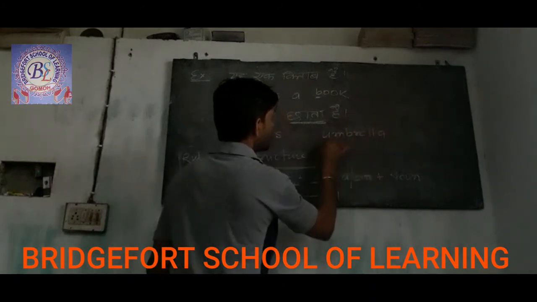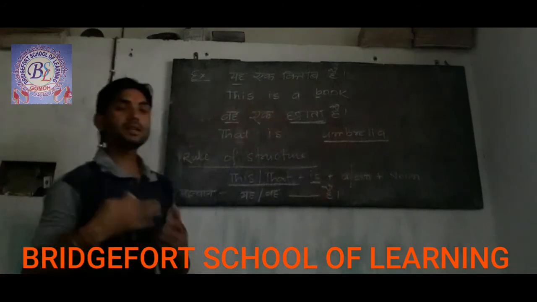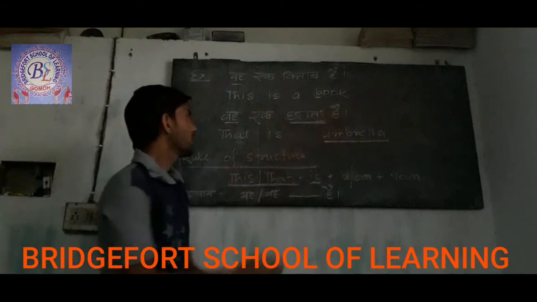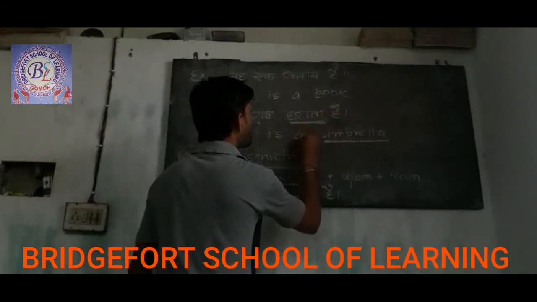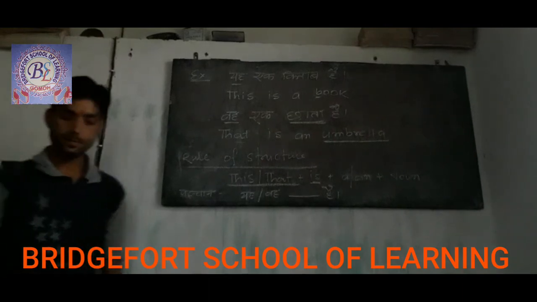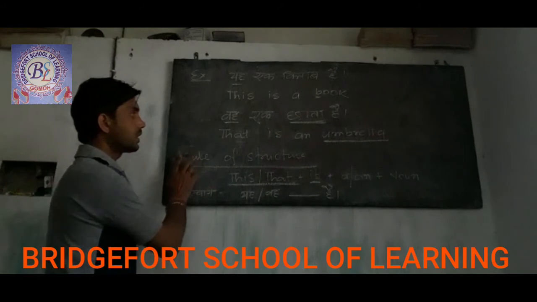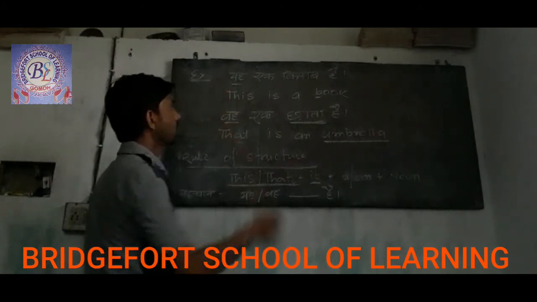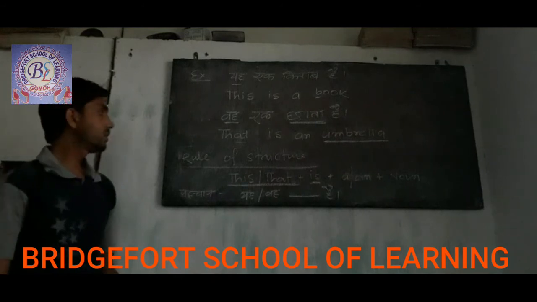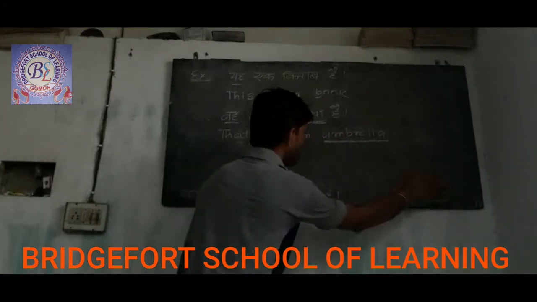U-M-B-R-E-L-L-A. This word is starting with the sound of U. It means that the first sound of umbrella is a vowel sound. So we have to use AN. This is an umbrella. So all students should practice at least 10 sentences with the help of this given information. I hope that you will try and complete with proper understanding. I am going to give you some more tasks.